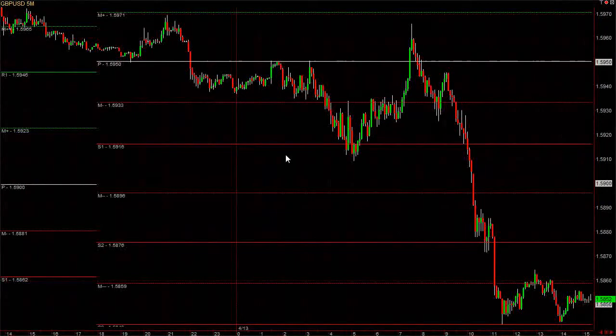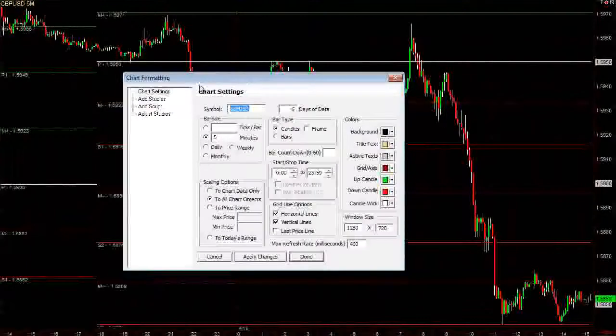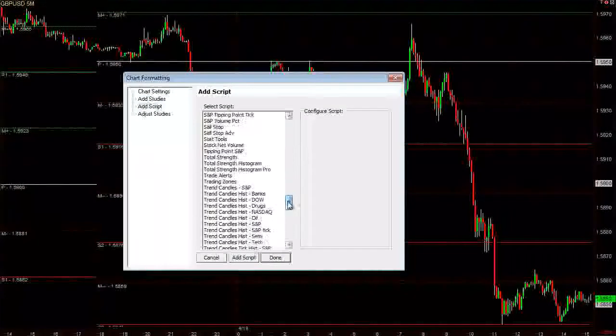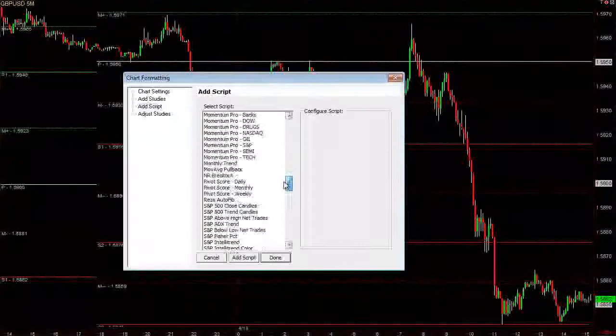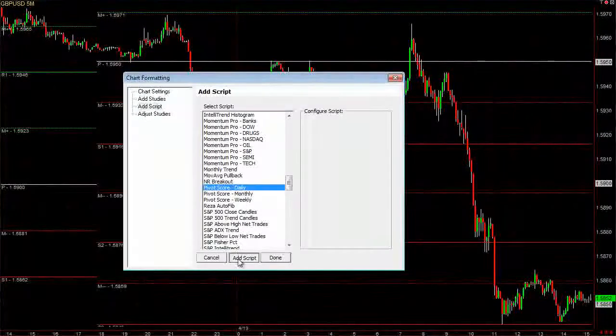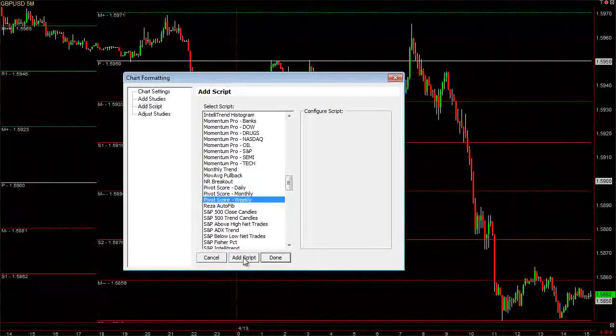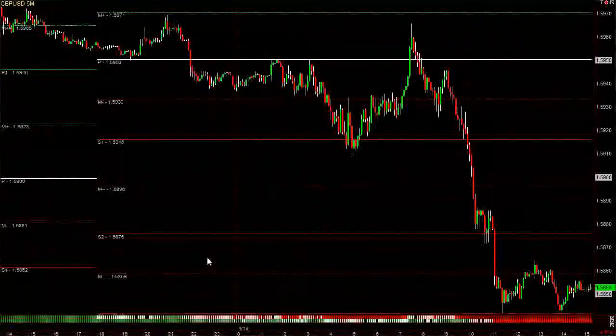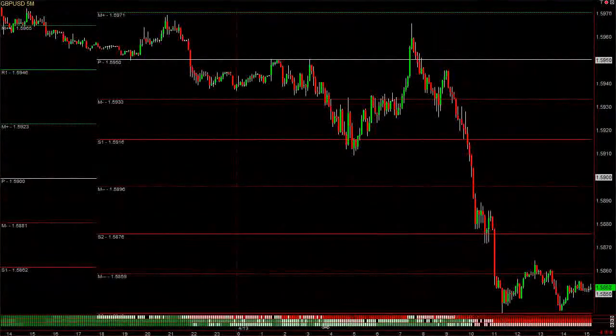When you're scalping, it's also very key to know where all the other support resistance areas are. First of all, I'm going to add our new pivot score. This shows you the daily, weekly, and monthly trends. And it also measures the intensity of the trends. And it works not only live, but also historically.